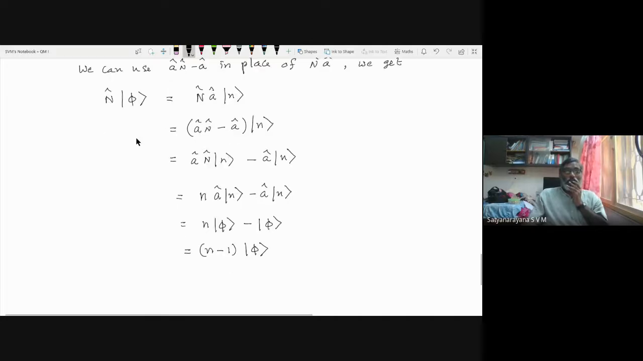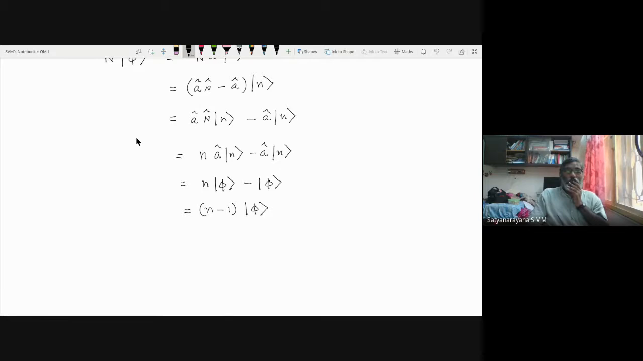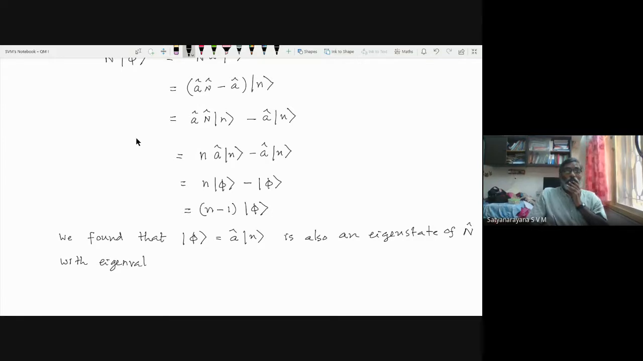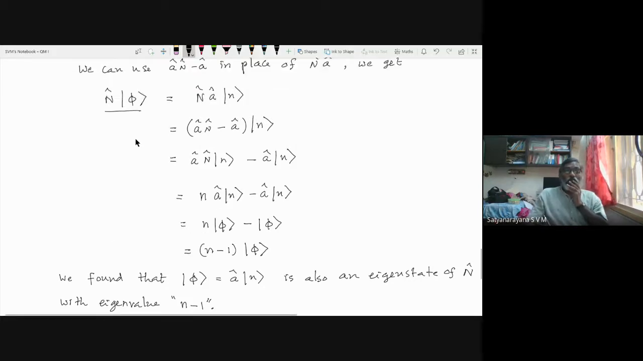So what is our result? So we find that phi, which is equal to A operating on |n>, is also an eigenstate of the number operator. With eigenvalue, what is the eigenvalue we got? n minus 1. Because you see, we started with N operating on phi is equal to n minus 1 multiplied by phi. So it is an eigenstate of N with an eigenvalue n minus 1.